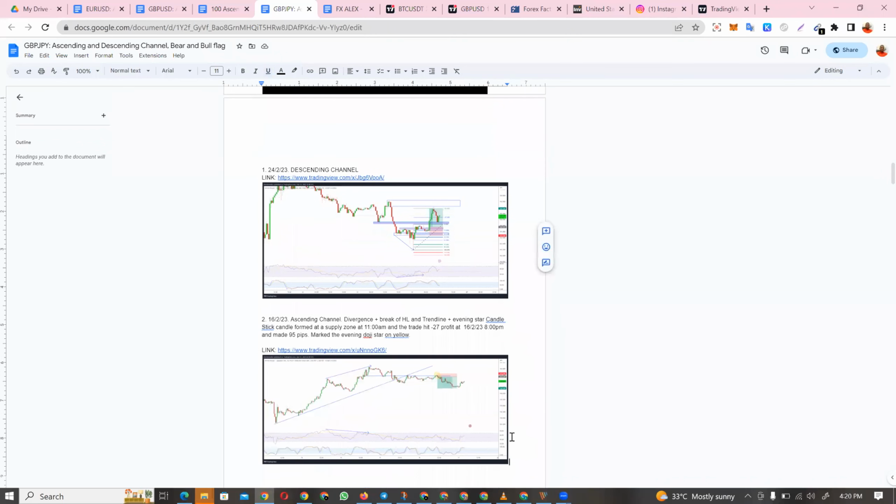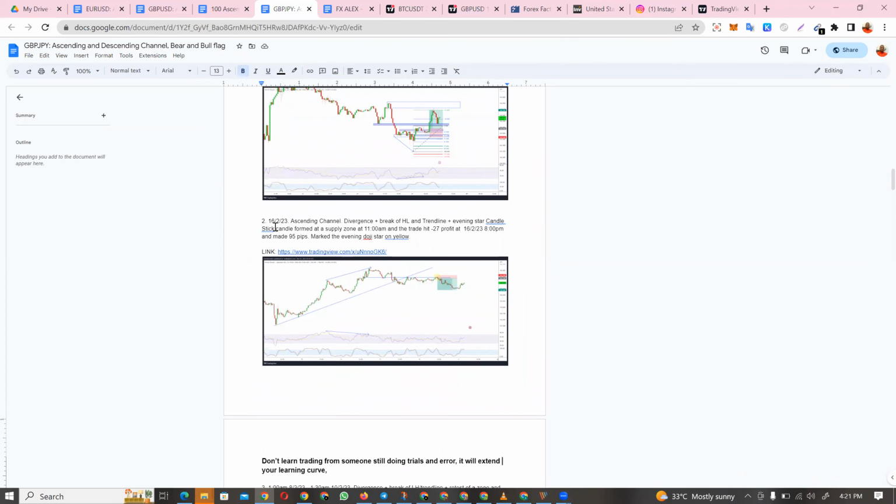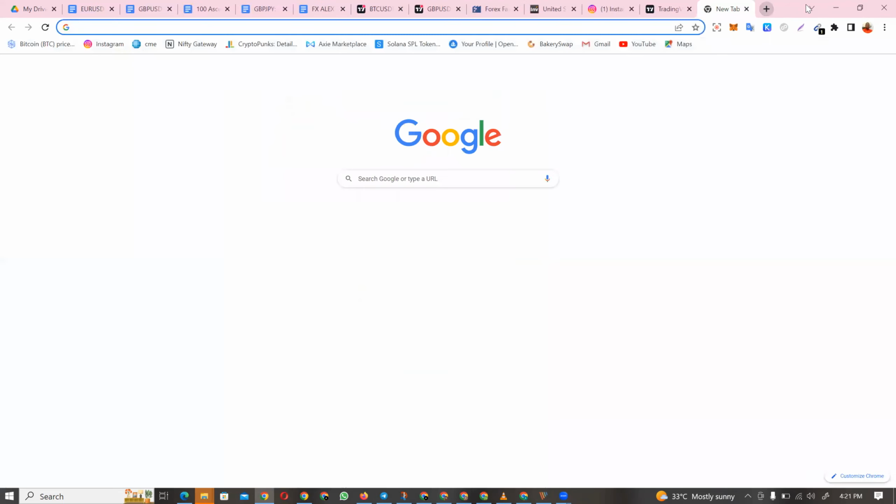Yes, I understand. So on 16th February 2023, we have an ascending channel, a break of higher low and trend line, and the evening star candlestick formed at a supply zone at 11 o'clock a.m., and the trade hit negative 20. Let me just open it so that we'll be seeing everything live. Yes, let's open it.